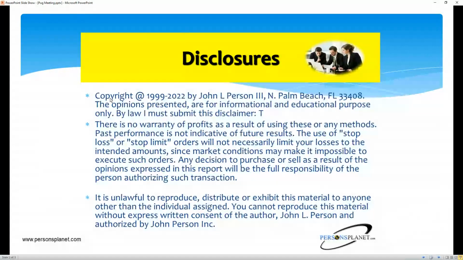So let me get through the printouts. Hold on. And there we go. Got them.